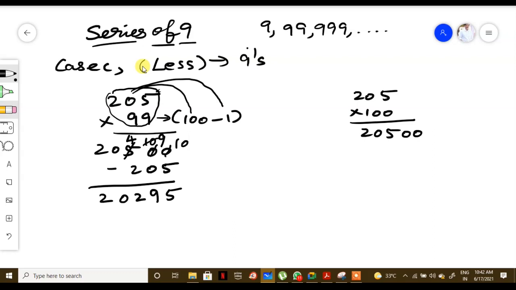So again I repeat this: there is no specific method to solve this in Vedic mathematics.